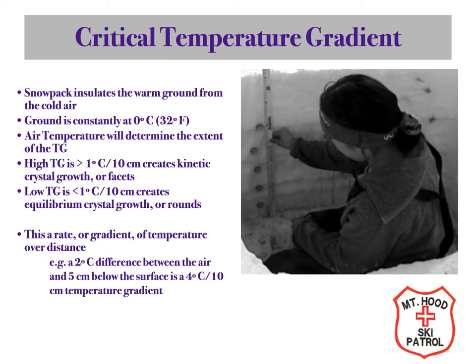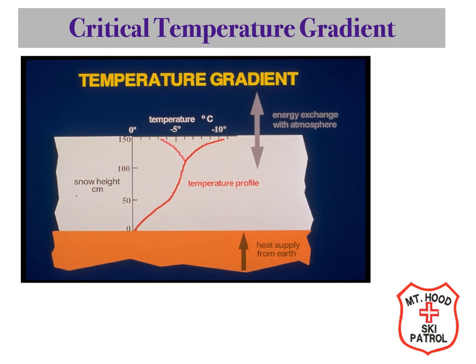In this picture, you can see the temperature being measured at different depths in the snow pit to assess the temperature gradient in the snowpack. This slide shows another representation of temperature gradient. As you can see, due to the insulating effect of the snowpack, the temperature at the ground remains around 0 degrees C. The temperature at the surface is determined by the air temperature.